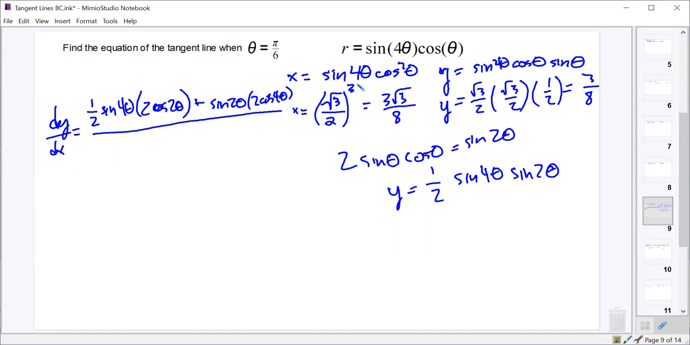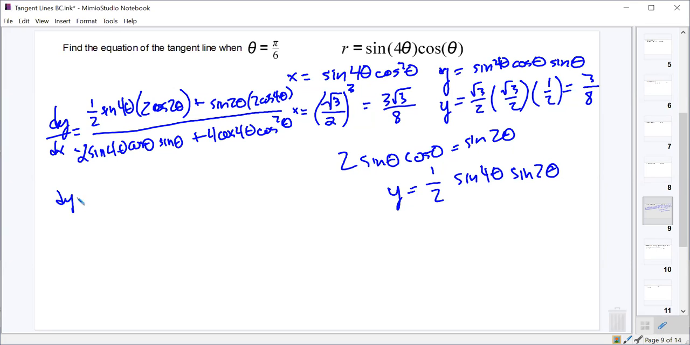And we'll put all of that over the derivative of x with respect to theta, which will be sine 4 theta. Derivative of cosine squared theta should be 2 cosine theta times the derivative of cosine theta, which is negative sine theta. And then the derivative of sine 4 theta should be 4 cosine 4 theta times cosine squared theta. Everybody good with the derivative there?